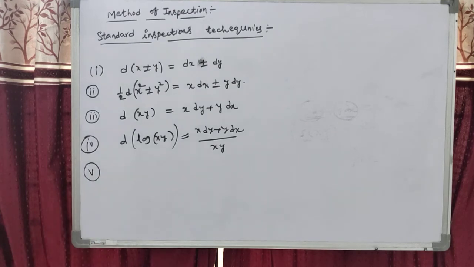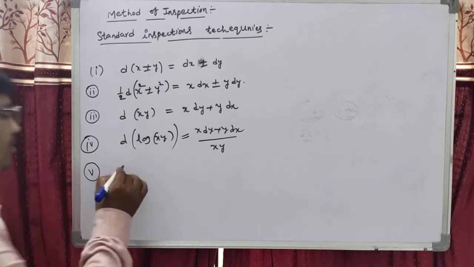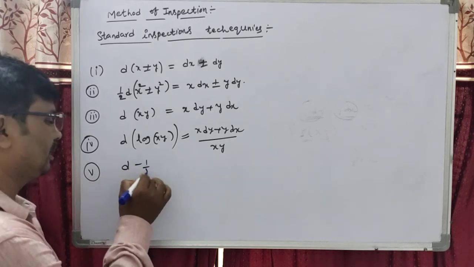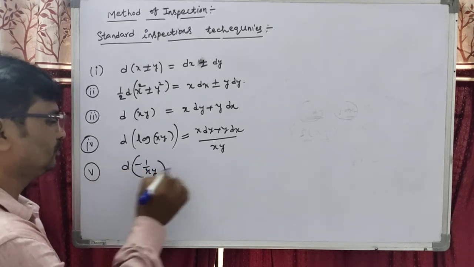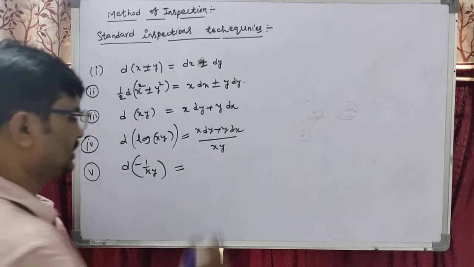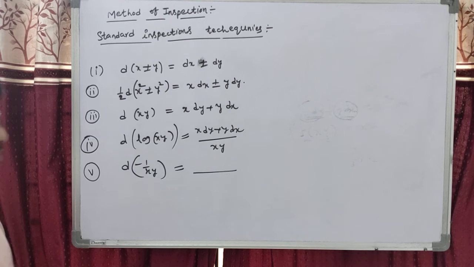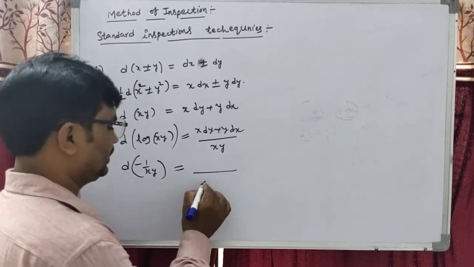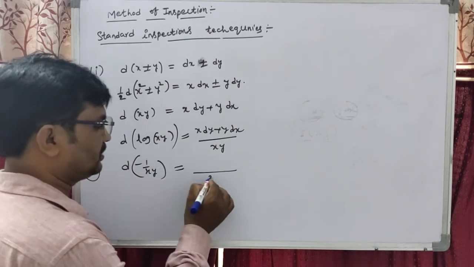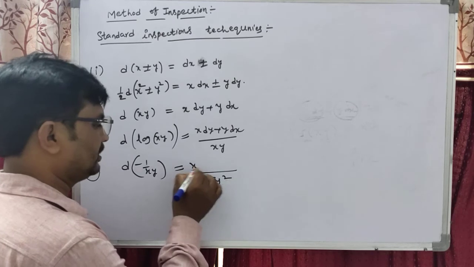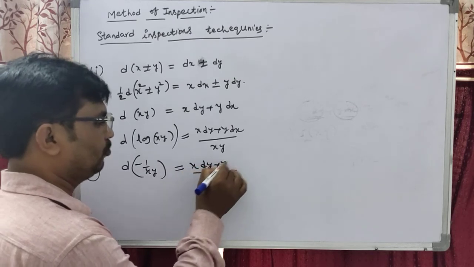The fifth technique, students, you can simply write as the derivative of minus 1 by xy. My dear students, we know that the derivative of 1 by x is minus 1 by x square. So that is minus of minus, plus, x square y square, that is, x dy plus y dx.